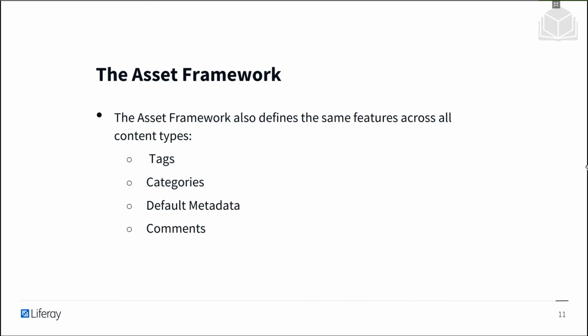Liferay's asset framework provides a set of features that can be used with any type of Liferay asset. These features include tags and categories, default metadata, and comments and ratings. Tags and categories are labels that can be applied to different kinds of assets to make searching for them easier or to facilitate custom processing of the assets. Being able to comment on any kind of asset can be helpful in many situations. For example, it might be nice to enable users who shouldn't have permission to edit certain assets to still be able to view the assets and comment on them.